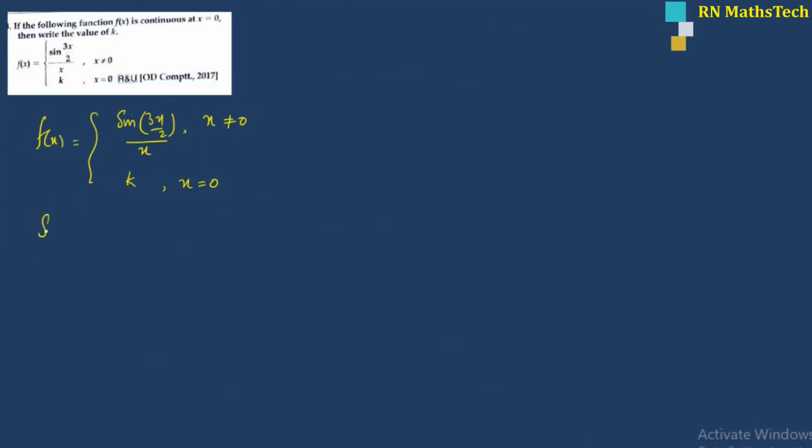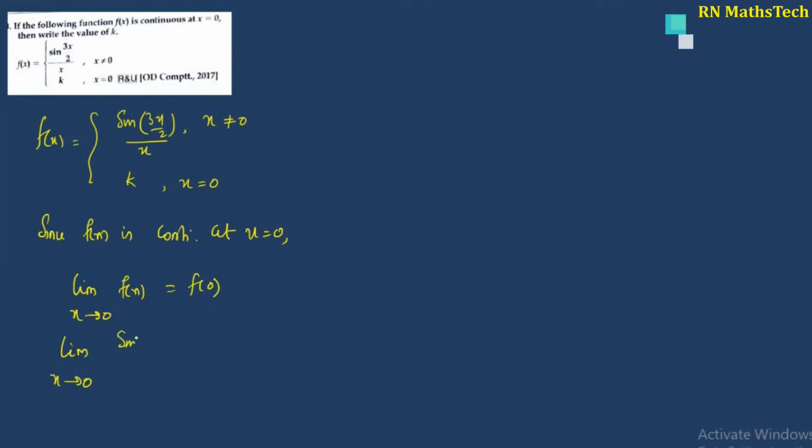Since f of x is continuous at x is equal to 0, limit x tends to 0, f of x is equal to f of 0. That is limit x tends to 0, function value is sine of 3x by 2 divided by x is equal to f of 0 is equal to k.